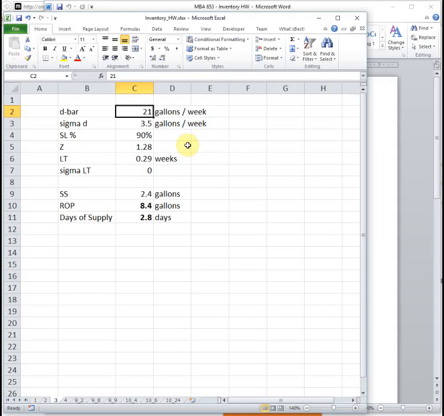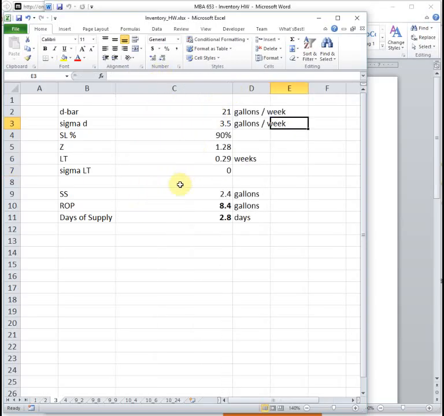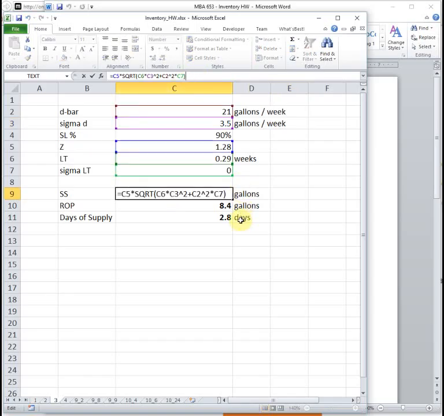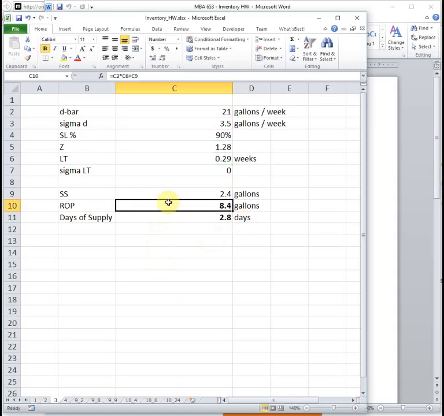there's your average demand per week. And this is your standard deviation of demand per week. We have a target service level of 90%, so we can calculate our Z by using the NORM.INV function. Our lead time, we converted this to weeks, which is 2/7 of a week, with the standard deviation equal to 0. So if you use that long safety stock formula, Z times the square root of everything under that radical, that tells you that the safety stock is 2.4 gallons.